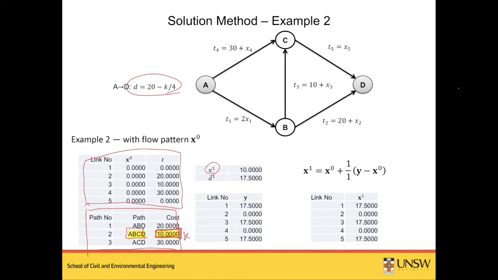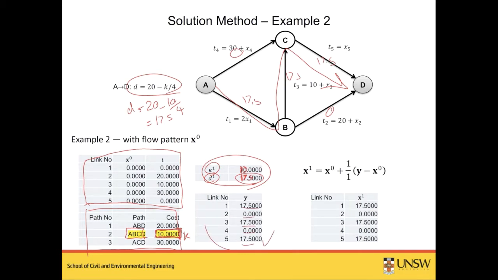So this is my k. So we say k of iteration 1 is 10. So now if I want to get the demand, it would be 20 minus 10 over 4. So demand is 17.5. So I also keep track of D in addition to K. Now using this 17.5, I do an all or nothing assignment. And which path was the shortest path? This path. So I assign all this 17.5 demand to this path two. So that means link 1 will have 17.5, 17.5, 17.5 flows, and this would be 0, 0. So I have 17.5, 0, 17.5, 0, 17.5, right? So these are the all or nothing assignments.